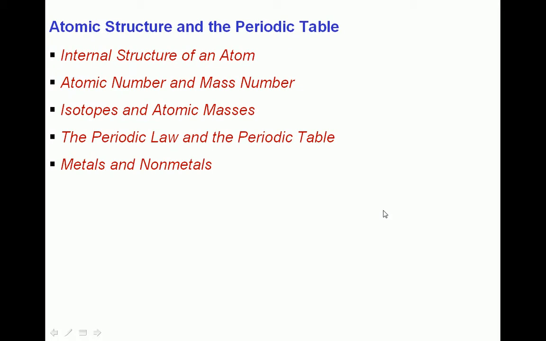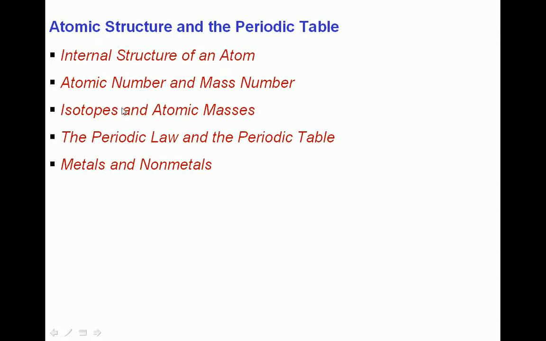Okay, so we start a new chapter today, and we'll be discussing atomic structure in the periodic table. So we'll begin with a discussion of the internal structure of the atom and the particles that make up atoms, and then we'll discuss two numbers which describe the internal structure of an atom, namely the atomic number, which describes the number of protons and electrons, and then the mass number, which describes the number of particles that are in the nucleus of the atom.